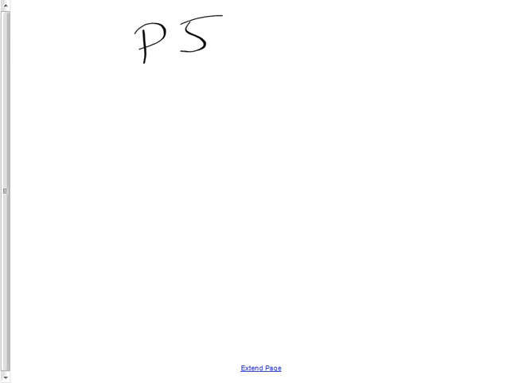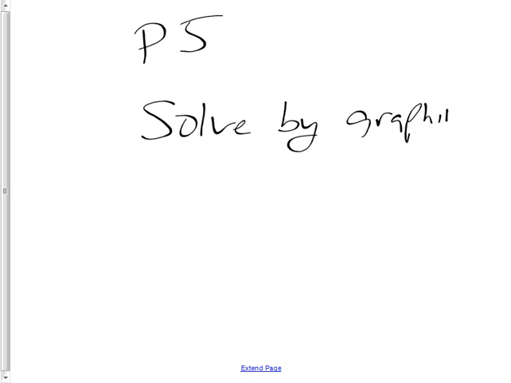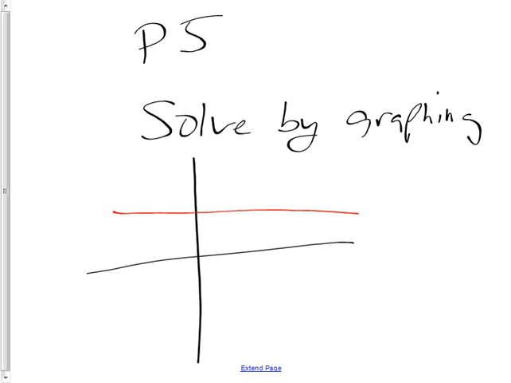All right, do you remember to solve by graphing? All you have to do is graph your two things and see where they cross. If I graph this and I graph this and I see that they cross right there, then that's my answer. When two lines cross, that is the solution to those two equations. This is something you should have learned a long time ago. I'm just trying to remind you of it.